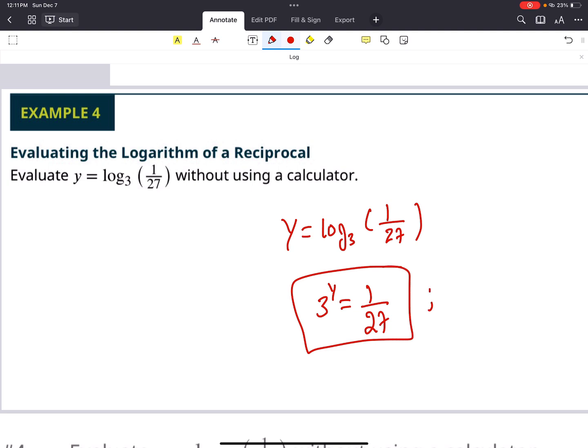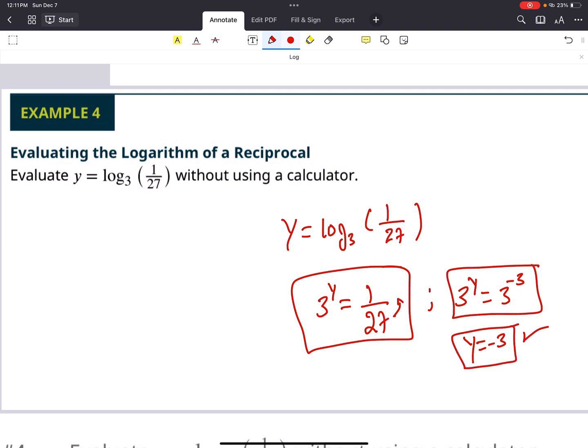How do I deal with this? Well, what is 1 divided by 27? Isn't it simply 3 to the power of negative 3? So 3 to the power of y equals 3 to the power of negative 3, where y equals negative 3, and that's it. It's that simple.